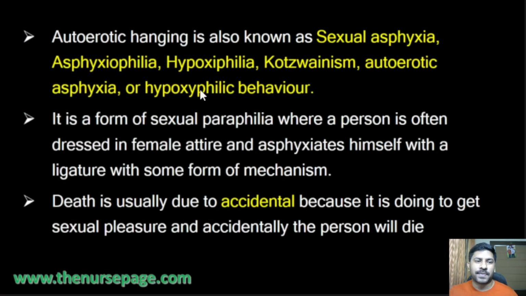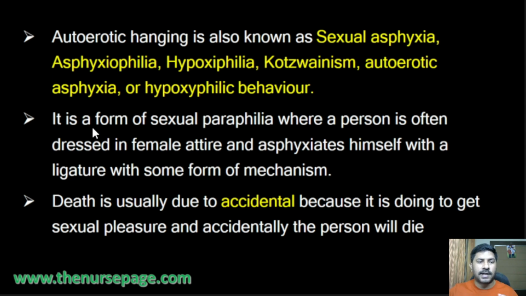We will check the details here. Autoerotic hanging is also known as sexual asphyxia, asphyxiophilia or hypoxiphilia, or another term is Kurzweinism, and also autoerotic asphyxia or hypoxyphilic behavior. These are the terms used instead of autoerotic hanging. So please learn sexual asphyxia, asphyxiophilia, hypoxyphilia, Kurzweinism, autoerotic asphyxia or hypoxyphilic behavior as other terms for autoerotic hanging.